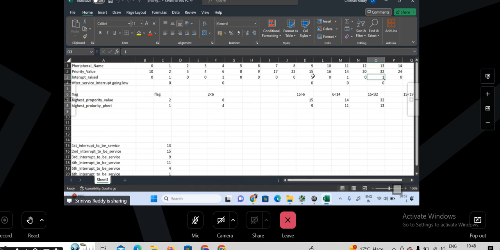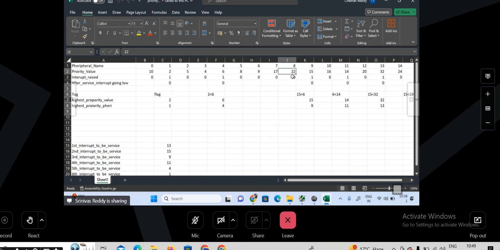Once I give the service, right, after service the interrupt goes low. After giving the service, this goes low. I'm making all of these low. Did you understand? So here, what is the highest priority value? How are we doing this? First, we will take this one that is raised. We will take this value and compare it with this.